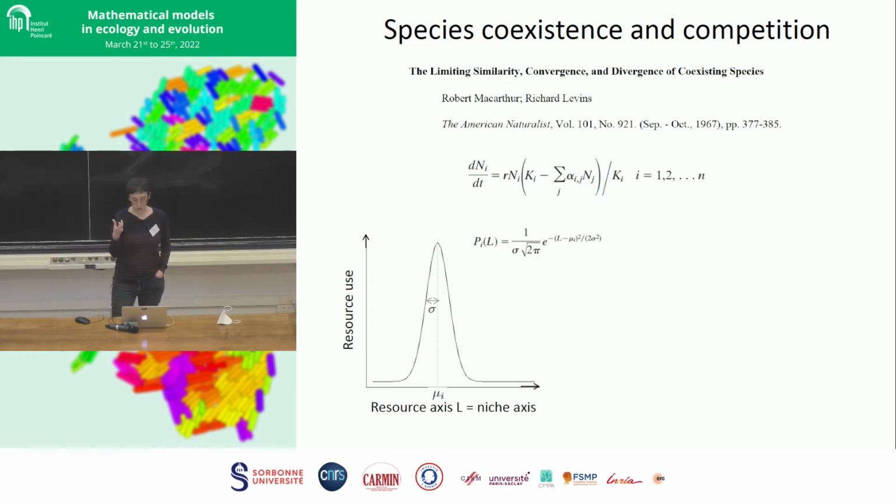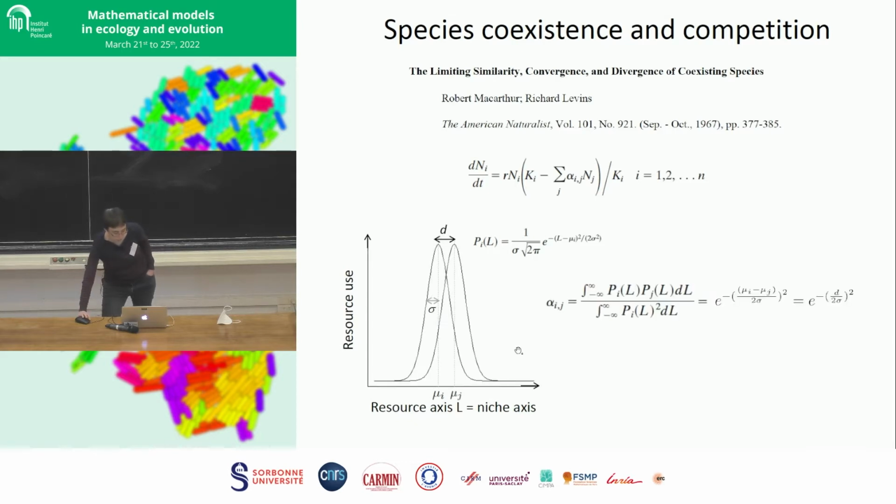And when you're interested in competition here, in this model, in fact, competition is just the overlap of these two resource use functions. And with this overlap that is calculated here, you can see that if you have the same niche width, the overlap, and so the competition coefficient, depends basically on the distance between the two species on the niche axis. So the more similar, the more competition, because they use the same resources, and the less similar, the less competition, because they use different resources. Okay, so that's very basic. That's the model that will be used throughout the talk here.